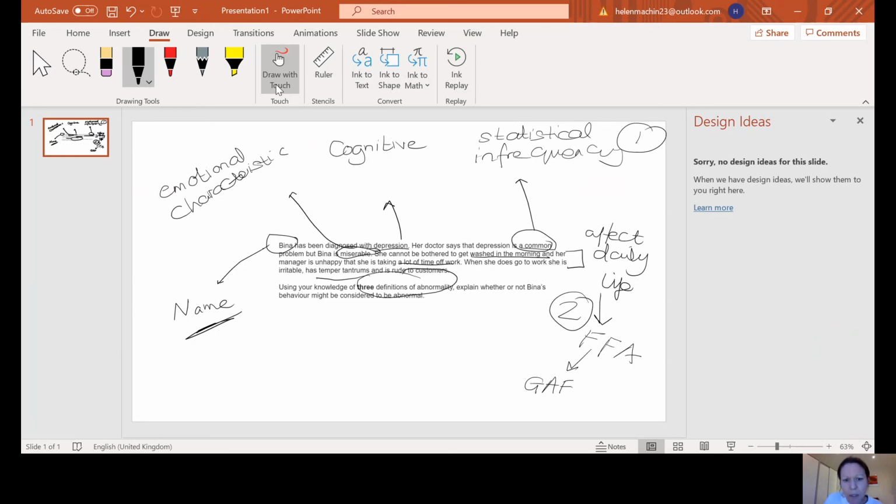And this idea of having temper tantrums, she's an adult, she's in a work context, and she's having temper tantrums. That should make me think that she deviates from social norms. Okay, so I've got my 3, lovely. So then I have to explain whether or not Bina's behaviour might be considered to be abnormal. So I'm going to take each one in turn and I'm going to apply it, and I'm not going to be afraid to use exact language from the item, for example, not getting washed in the morning for number 2, because that's what the question's asking me to do.